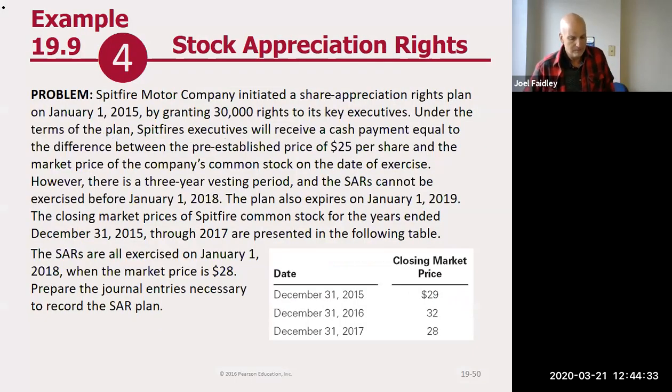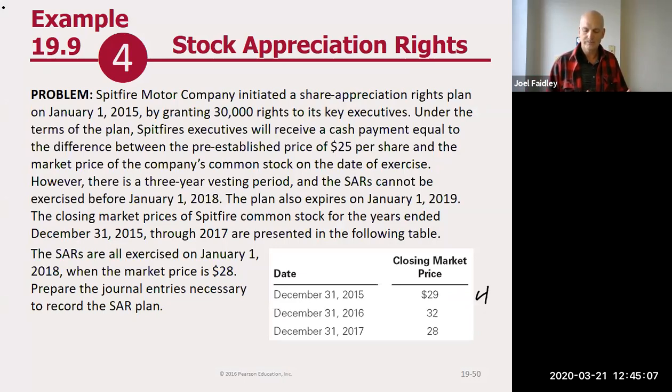All right, so here's a good example of Spitfire Motor share appreciation rights, granted 30,000 rights to its executives, who receive a cash payment equal to the difference between the pre-established price of 25 and the market price. So at the end of the first year, it went up to $29, didn't it? So they've made $4, although it's not the end of the 3 years. They're not going to get $4 at the end of the first year. They want this to be long-term, so you don't have short-term decisions driving bonuses.